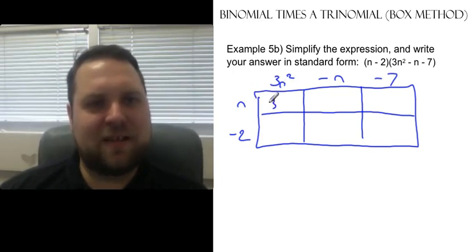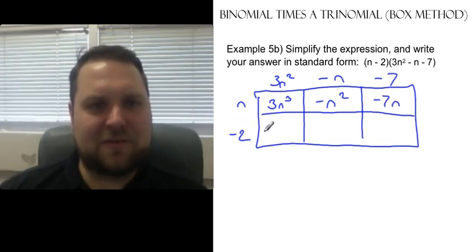N times 3n squared, 3n cubed. N times negative n is negative n squared. N times negative 7 is going to be negative 7n. Negative 2 times 3n squared is negative 6n squared.